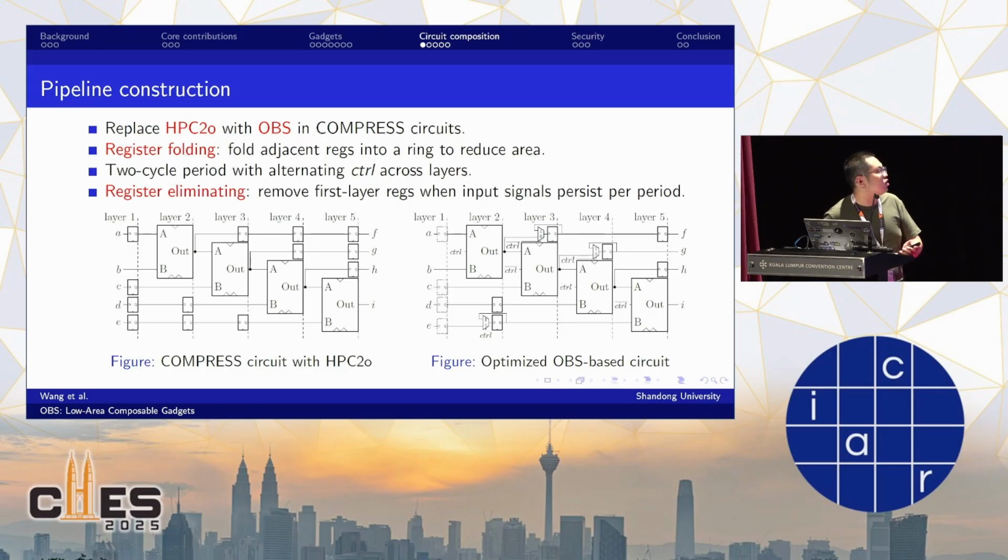The other technique is to remove some registers. Because our scheme has a two-cycle period, when we fill the input shares all in the first period, we can remove the first layer registers to save more area.